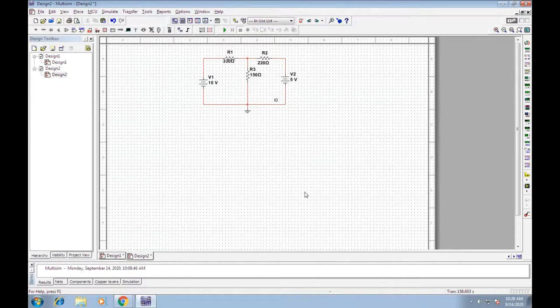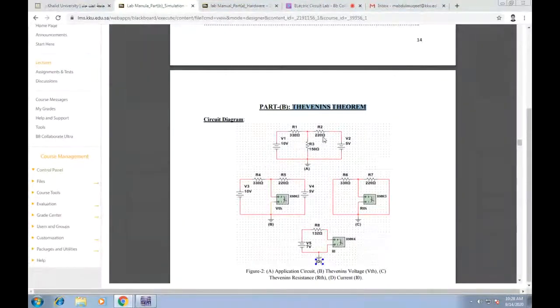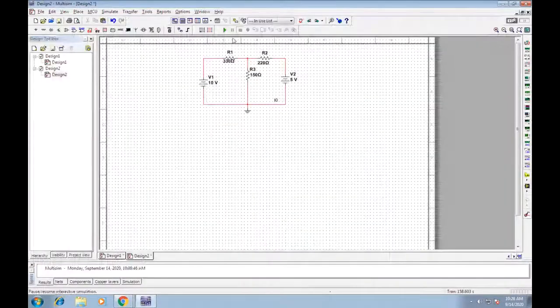Okay, brothers. So let me check again. This is 330, 220, 150, 10 and 5. 10 and 5, 330, 220 and 150. Right? So there is no I0. This is the first circuit.